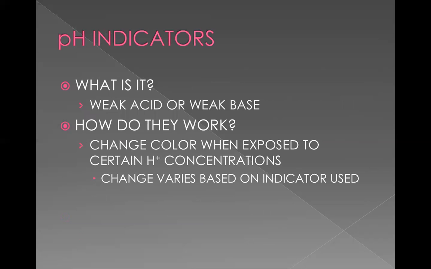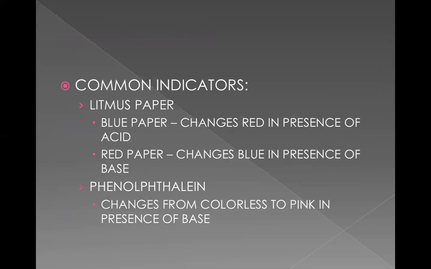pH indicators are a weak acid or a weak base, and they change color when exposed to certain hydrogen ion concentrations, and that change varies based on the indicator that is used. So, common indicators: litmus paper. My blue litmus paper turns red in the presence of an acid. My red litmus paper turns blue in the presence of a base. Phenolphthalein goes from colorless to pink in the presence of a base.